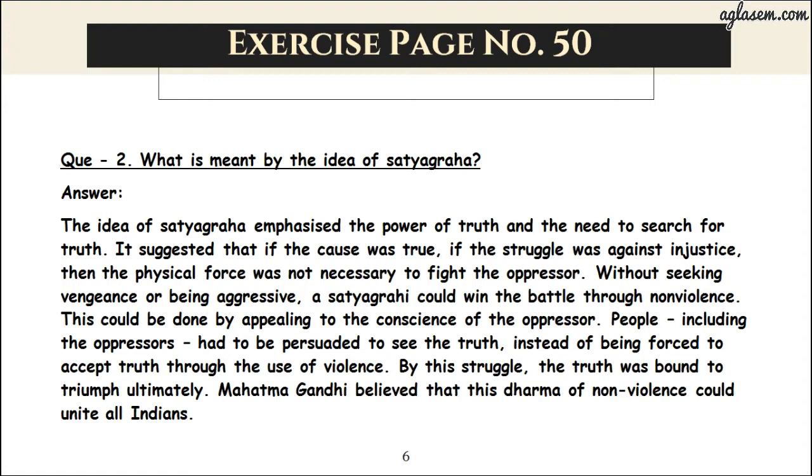This could be done by appealing to the conscience of the oppressors. People, including the oppressors, had to be persuaded to see the truth instead of being forced to accept truth through the use of violence. By this struggle, the truth was bound to triumph ultimately. Mahatma Gandhi believed that this dharma of non-violence could unite all Indians.